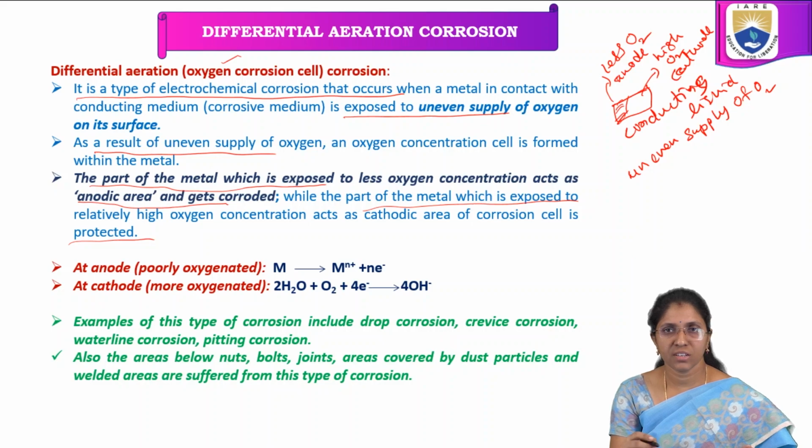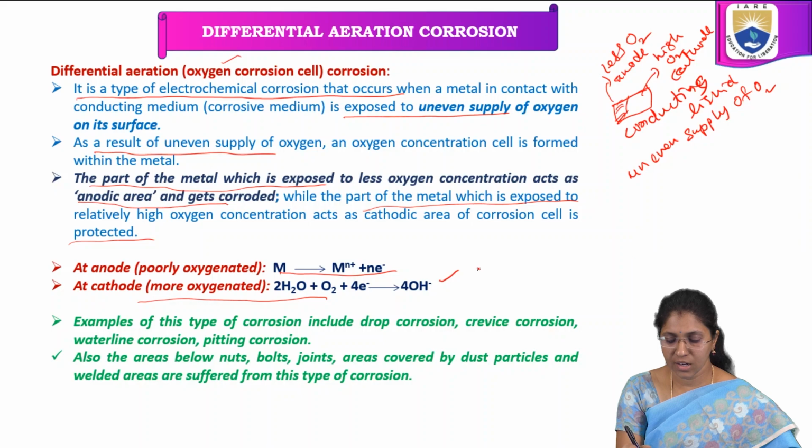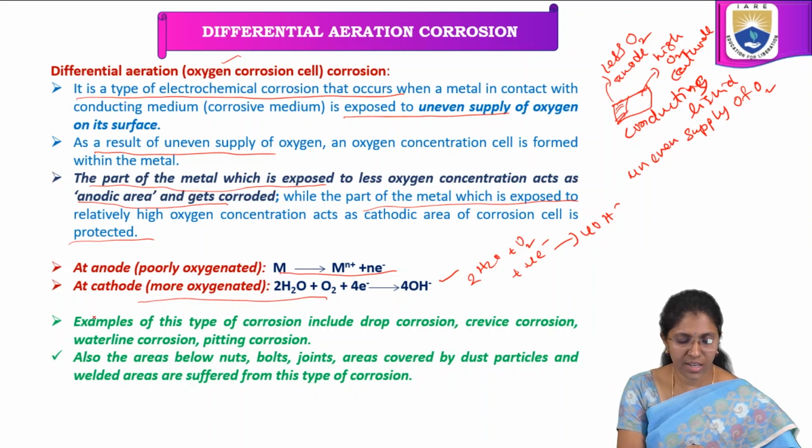So the anode undergoes corrosion, and the cathode is protected. At the anode, metal is converted into metal ions, and at the cathode, which is more oxygenated, water is converted into hydroxide ions. Moisture and oxygen react with each other in the presence of electrons and form OH minus ions, hydroxide ions. So the cathode is protected and the anode undergoes corrosion in differential aeration corrosion, due to uneven supply of oxygen.